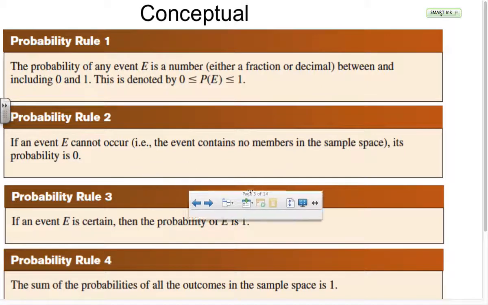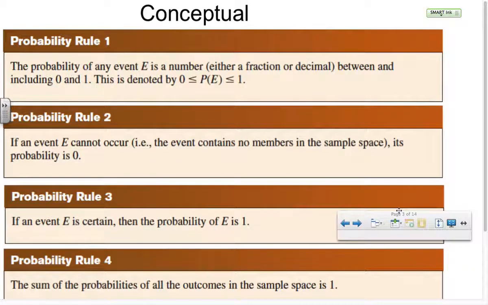Okay, so I'm going to move this up here so we can see. Alright, so again, most of these are common sense, so I'm going to talk through them really fast. The probability of an event happening is between and including 0 and 1. That means you can't have a probability bigger than 1. Realistically, there is not a 115% probability that I'll do anything. It has to be between 0 and 1. It will be a fraction or a decimal.